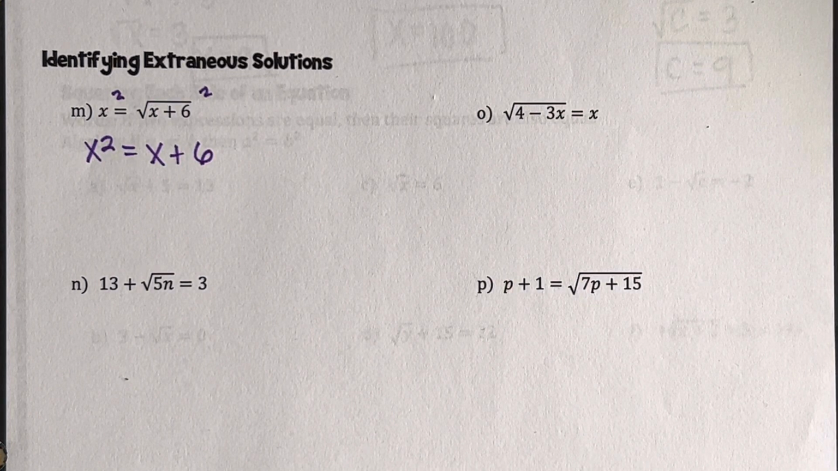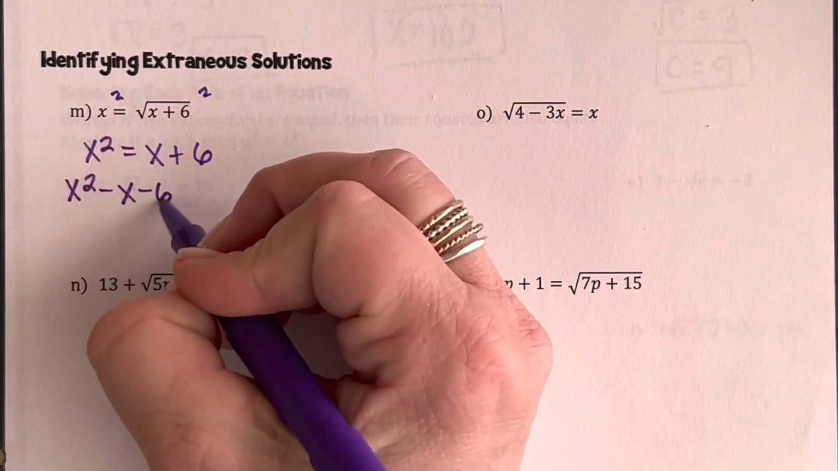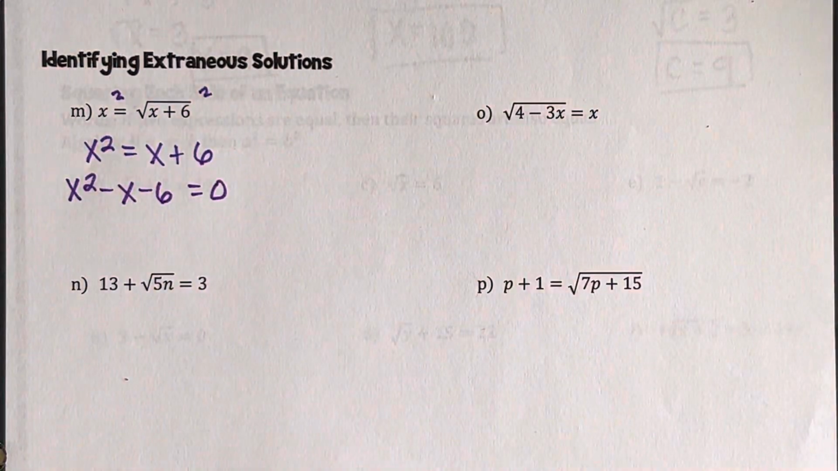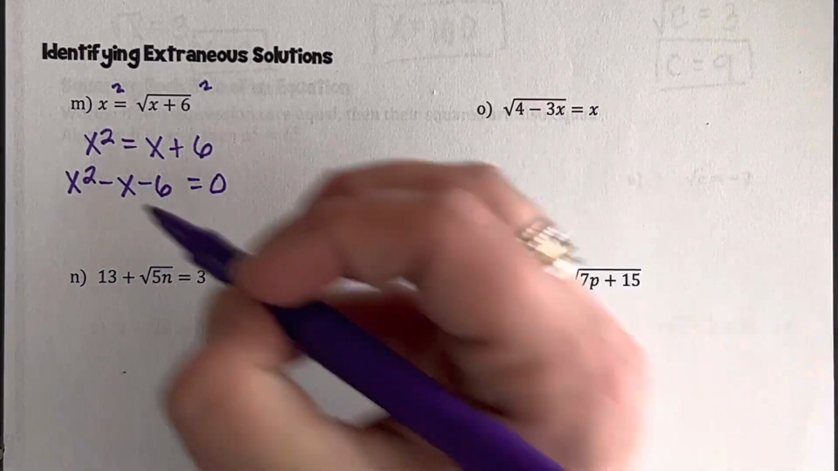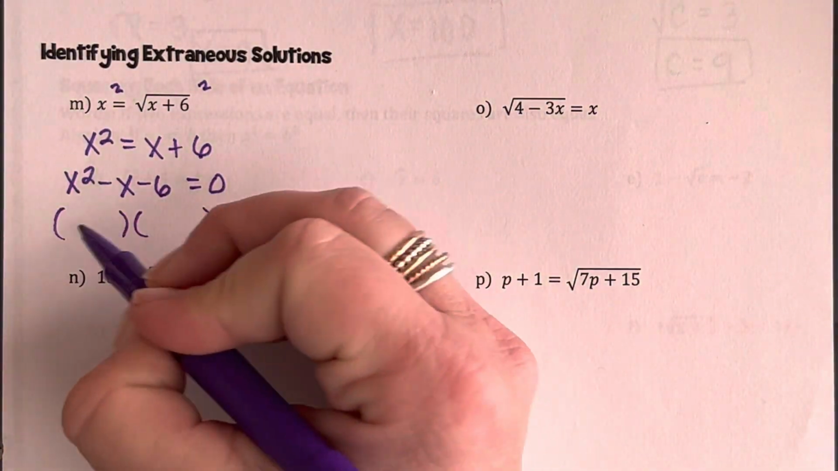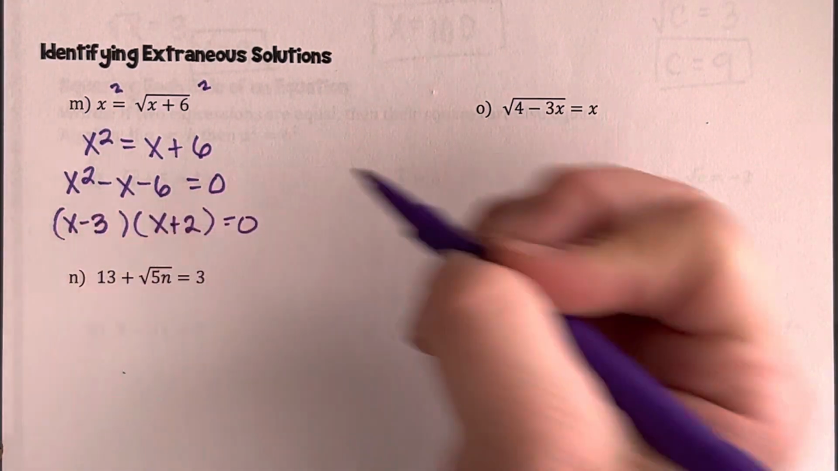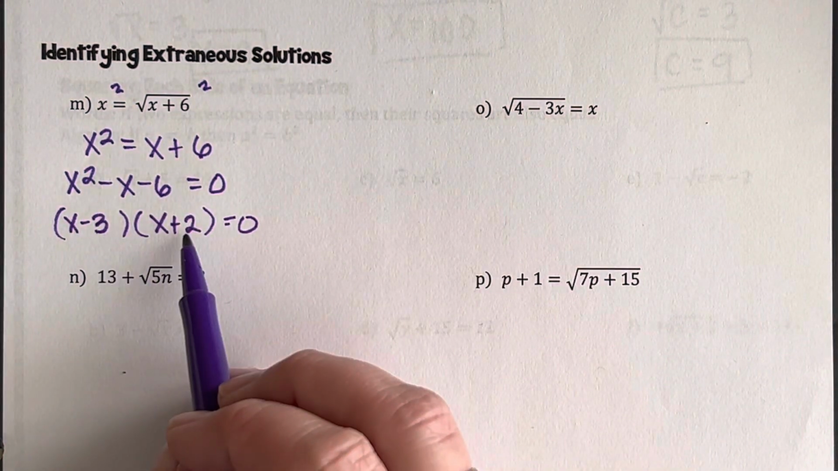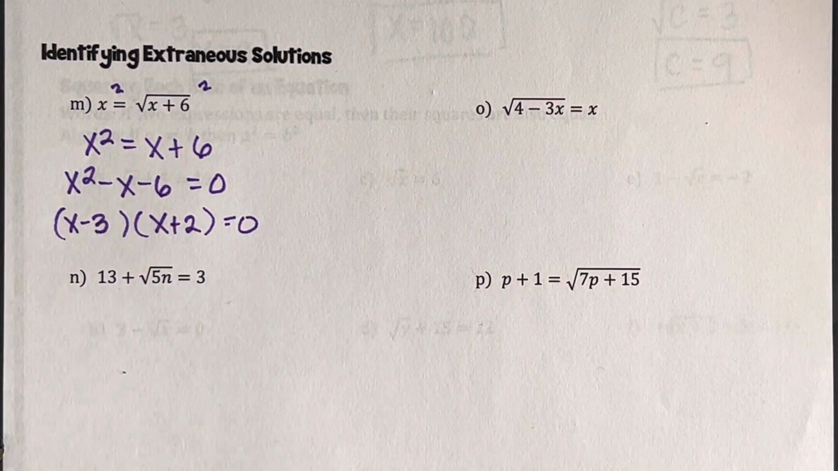I want to move everything to one side. So I'm going to have x squared minus x minus 6 is 0. You could use the quadratic formula, completing the square, or graph it. Or for me personally, when I'm looking at this one, it's pretty obvious that this factors into x minus 3 times x plus 2, because negative 3 times 2 is negative 6, but negative 3 plus 2 is negative 1.